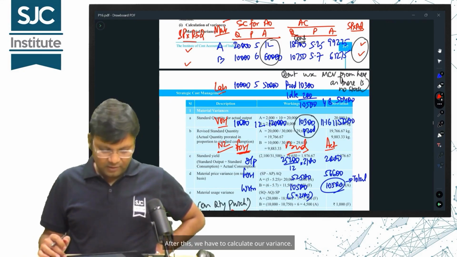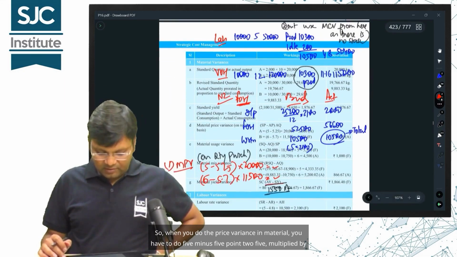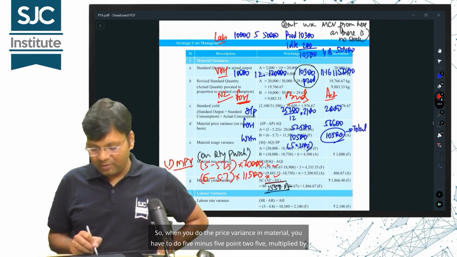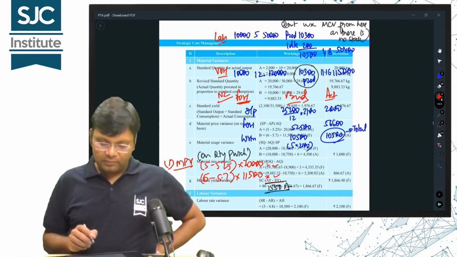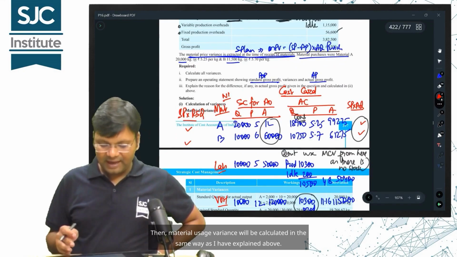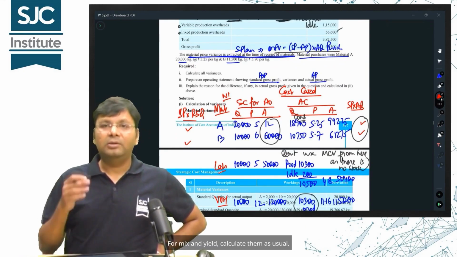After this, we have to calculate our variance. When you do the price variance in material, you have to do 5 minus 5.25 multiplied by the quantity purchased. Then, material usage variance will be calculated in the same way as I have explained above. For mix and yield, calculate them as usual.